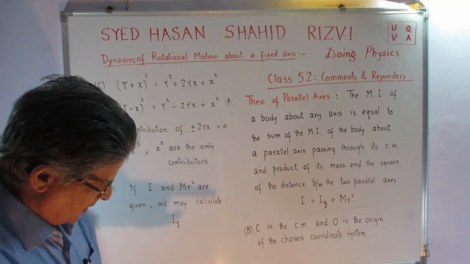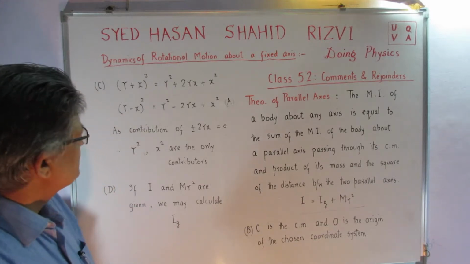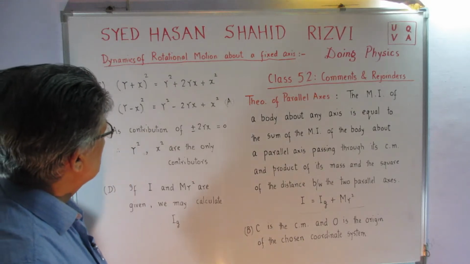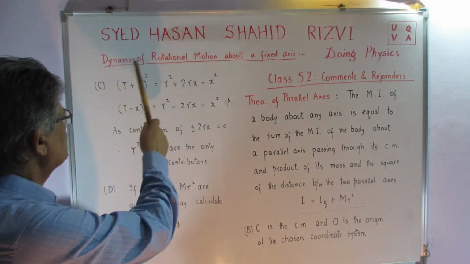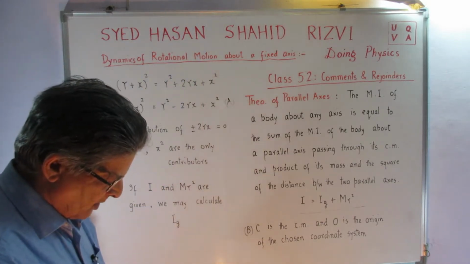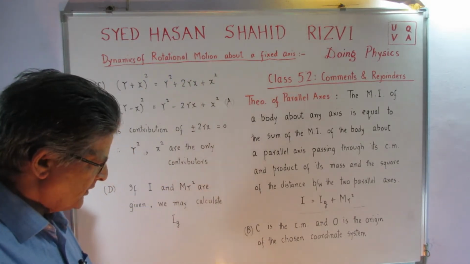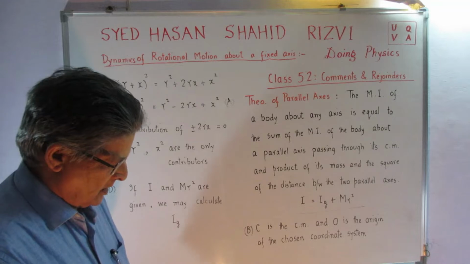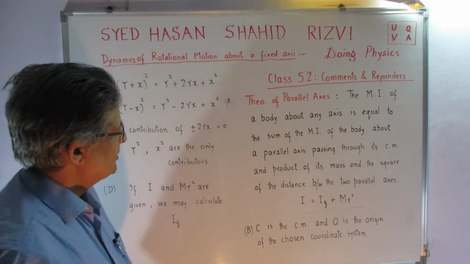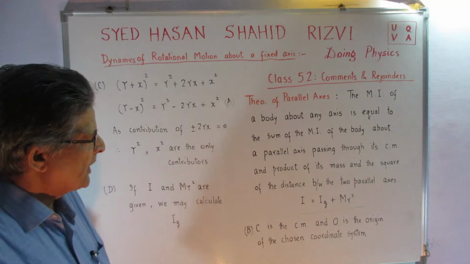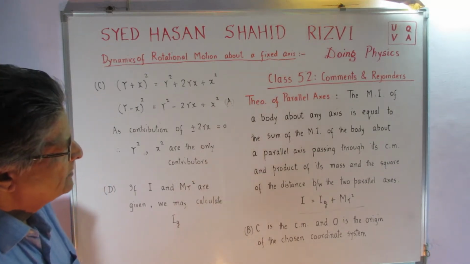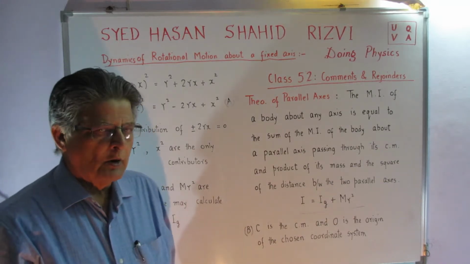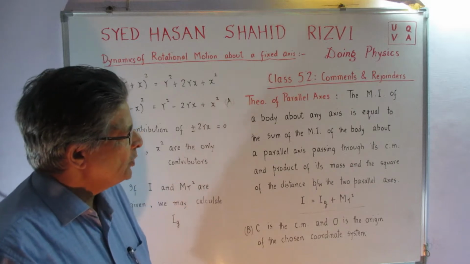Today, in the last lecture, we talked about the kinematics of rotational motion about a fixed axis as different from that of an individual particle. So today we'll talk about the dynamics of rotation about a fixed axis. But before that, I will just make some amends about class 52.